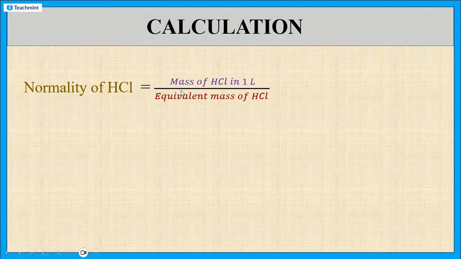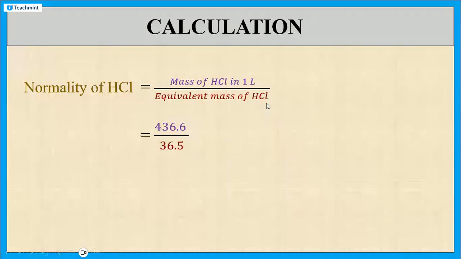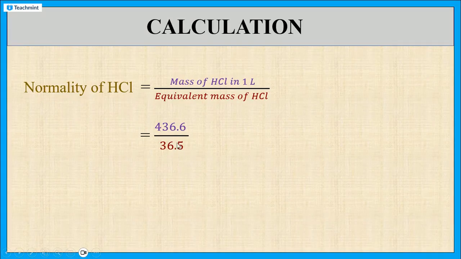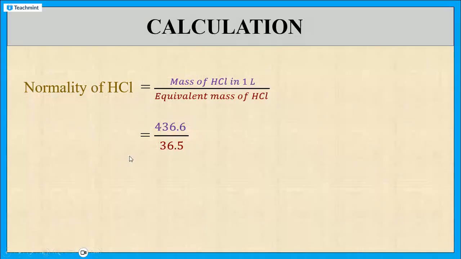So here we know the value of mass of HCl in 1 liter, and the equivalent mass of HCl is nothing but 36.5, that is atomic mass of hydrogen, that is 1, plus atomic mass of chlorine, that is 35.5. Therefore, the total is 36.5. Therefore, the normality of HCl is equal to 11.96 normal.